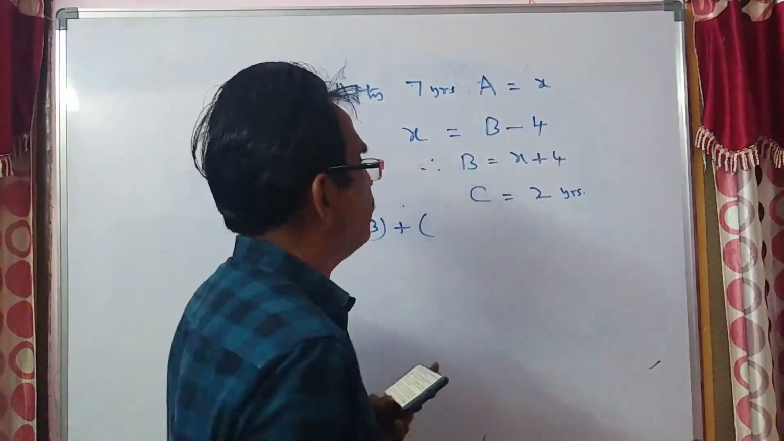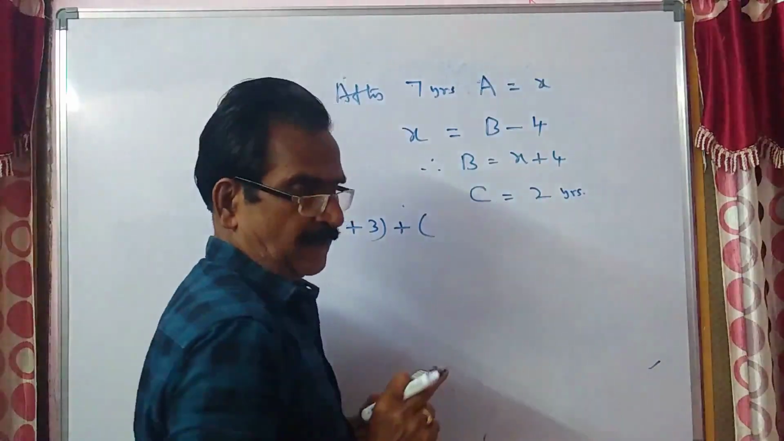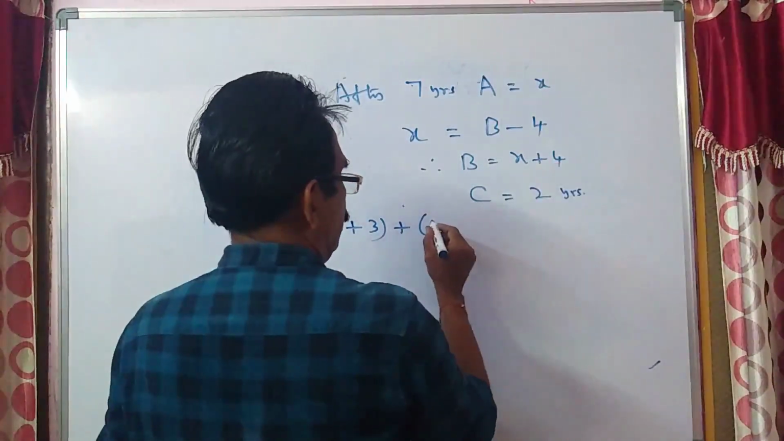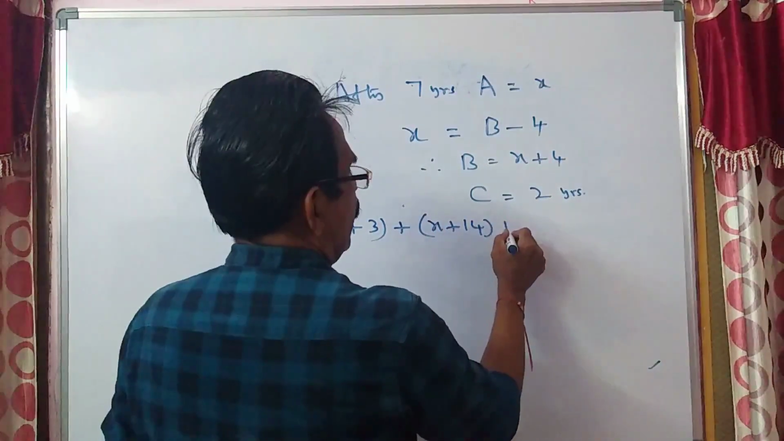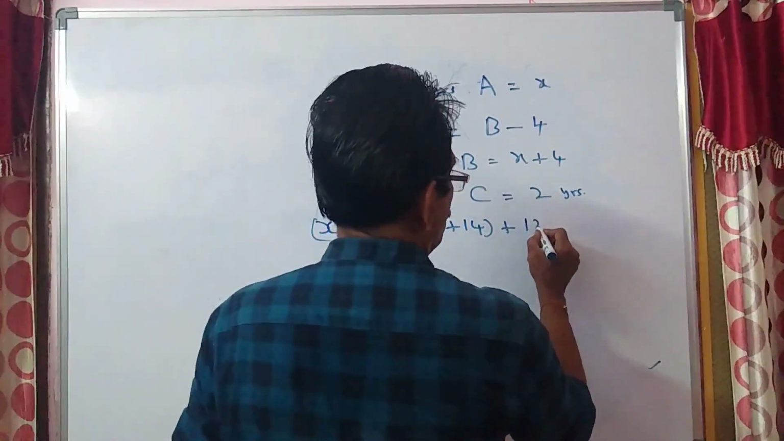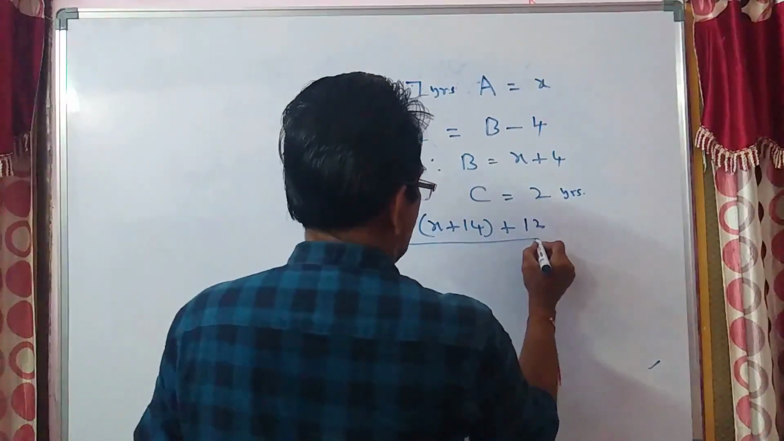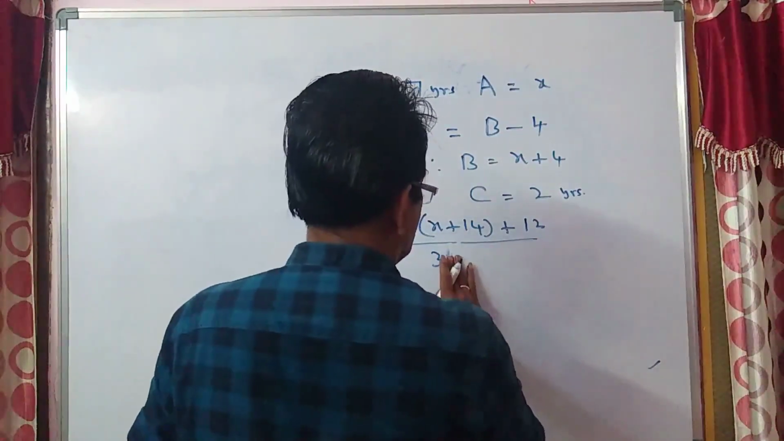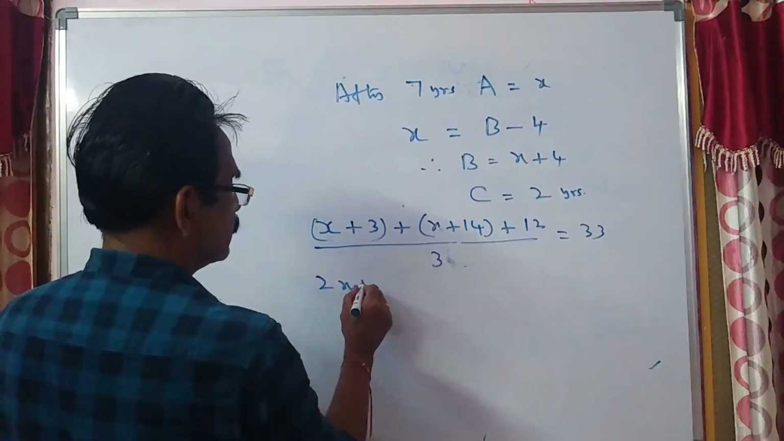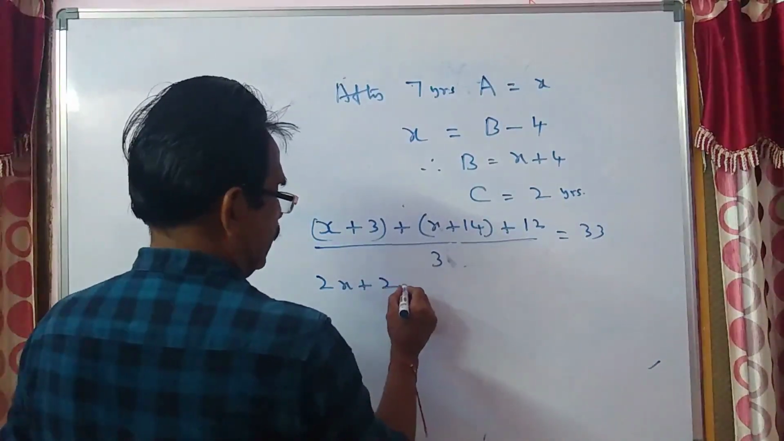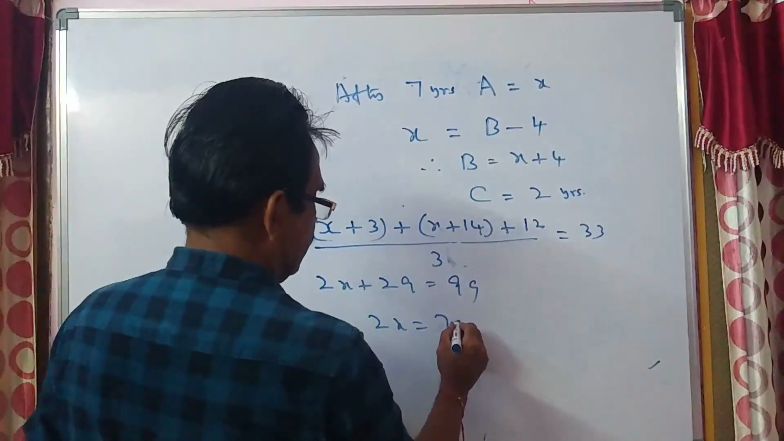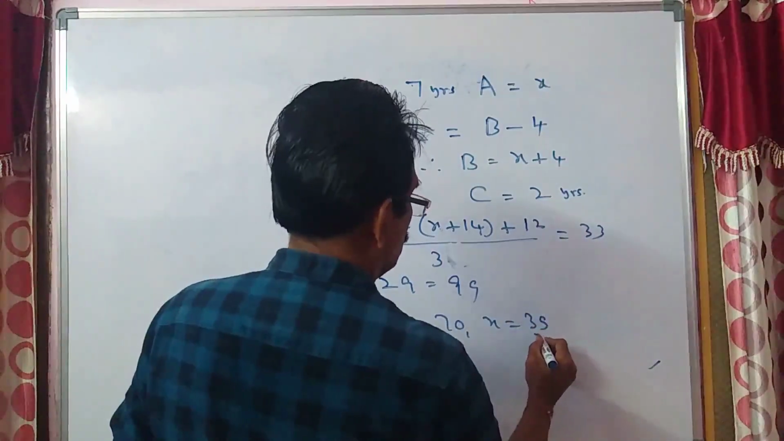After 10 years, B will be. B's present age is X plus 4. After 10 years, B will be x plus 14. And C's present age is 2 years. After 10 years, C will be 10 plus 2, 12. So the average of these three is equal to 33 years. X plus x, 2x plus 17 plus 12, 29 is equal to 33 times 3, 99. 2x is equal to 70, x is equal to 35.